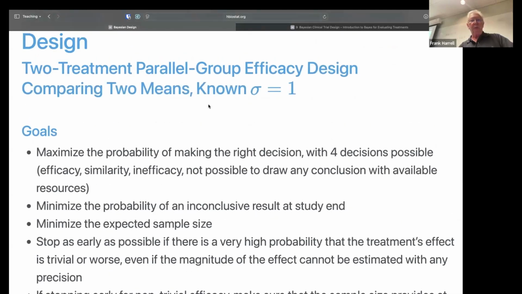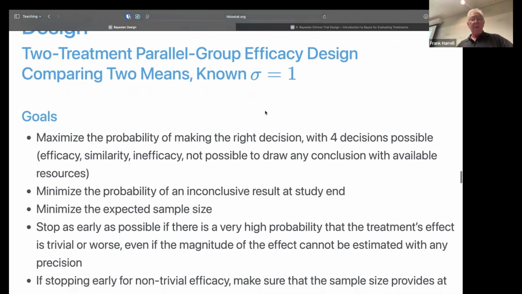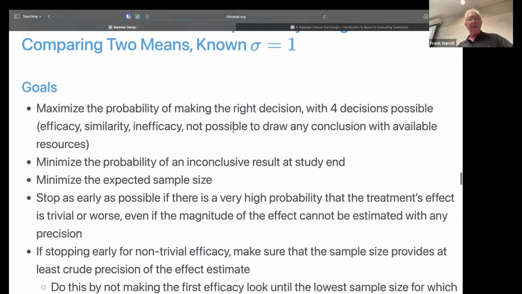So we have a two-group comparison on a continuous variable that's normally distributed, and the standard deviation is equal to 1 in both treatment groups. So this is like the simplest problem we ever have. Two sample problem, normality, equal variance, and known variance. So the goal is maximizing the probability of making the right decision. We're going to allow ourselves to have 4 conclusions. One of those is no conclusion, and the other ones are real conclusions.